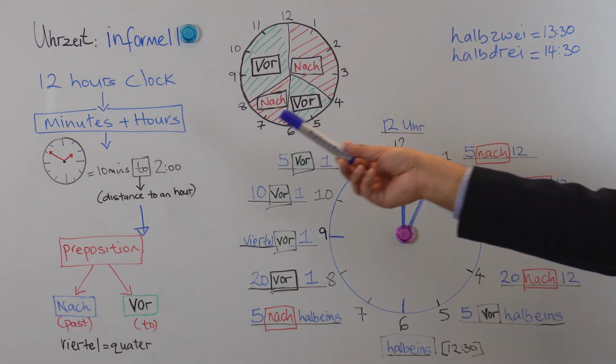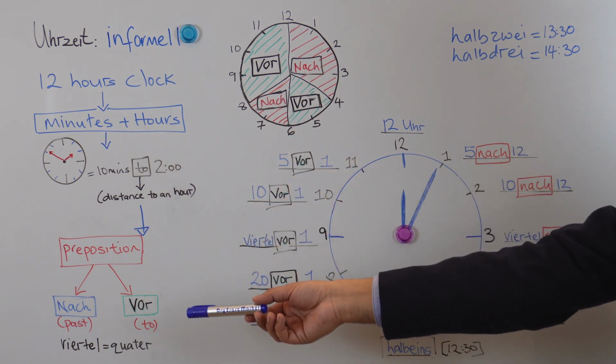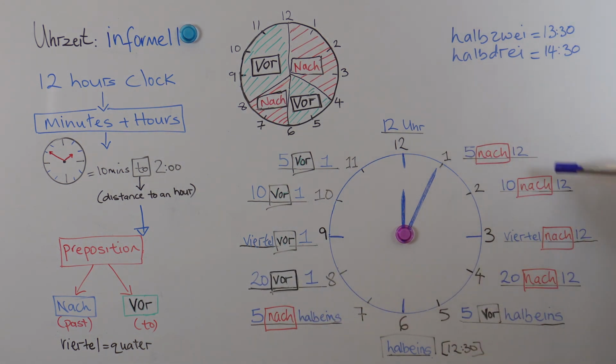So always use the minutes before the hours, then use these prepositions nach and vor and make use of this principle, and then you will be able to tell the time in German in the informal way.